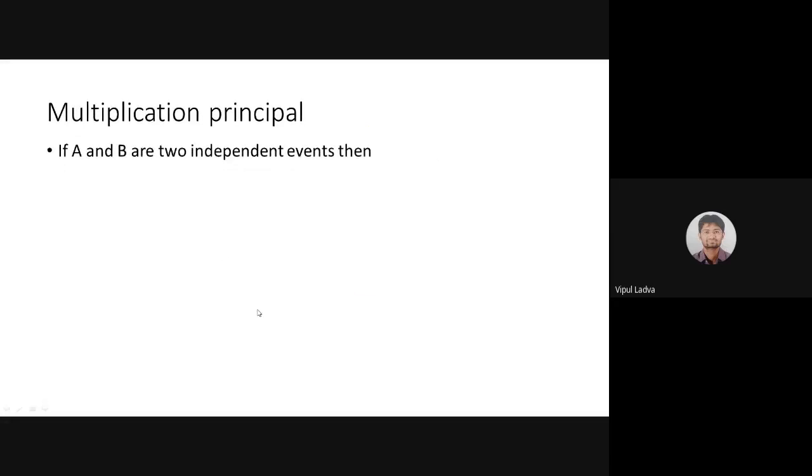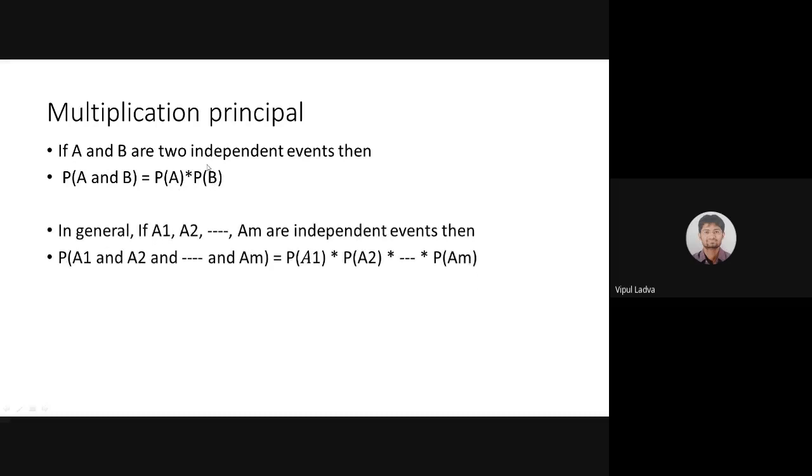And if A and B are two independent events, then the probability of occurrence of event A and event B will get multiplied: P of A into P of B. And if I'm dealing with more than two independent events like A1, A2, A3 up to AM, I'm dealing with M different events, all independent, then to find the probability of A1 and A2 and A3 up to AM, I need to multiply all their individual probabilities.